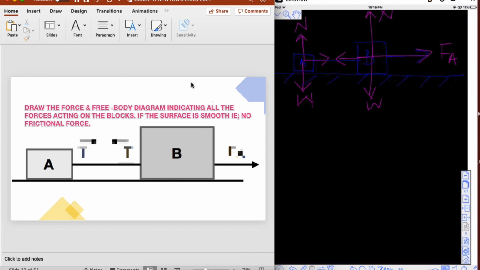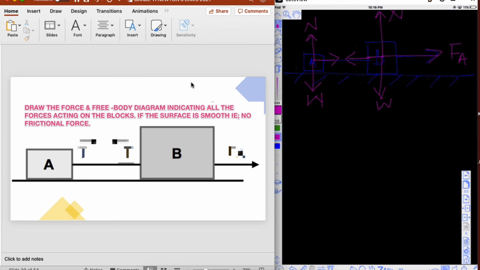So if we are to actually draw the two diagrams separately, it's going to look like this. This will be our force diagrams. So we have A here, and then separately we have B here.